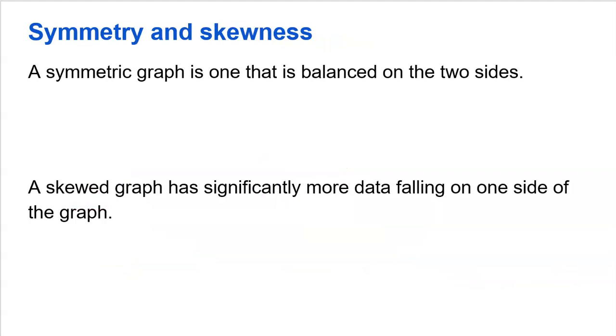Okay, now let's talk about symmetry and skewness. A symmetric graph is one that is balanced on the two sides. Put a mirror in the middle, left side mirrors the right side. Most kids understand symmetry. A skewed graph has significantly more data falling on one side of the graph.